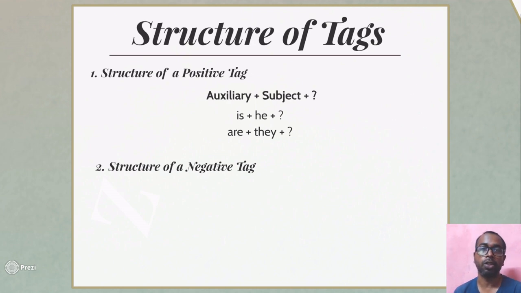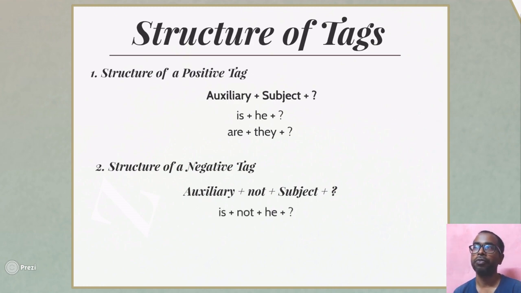The second structure, that's the last structure: the structure of a negative tag. What's the structure of a negative tag? Simple, just between the auxiliary and the subject, you have to add not. N-O-T, not. That's it. No big deal. It's very simple. So there is your negative tag: is not he.